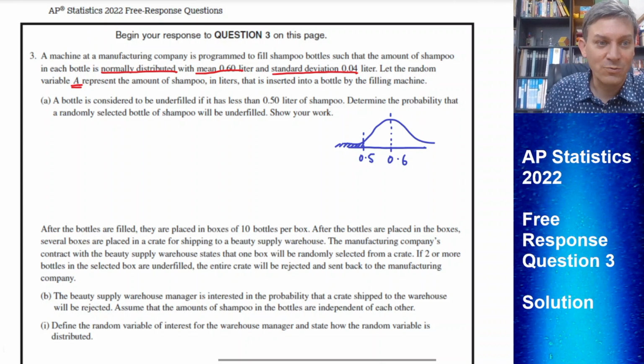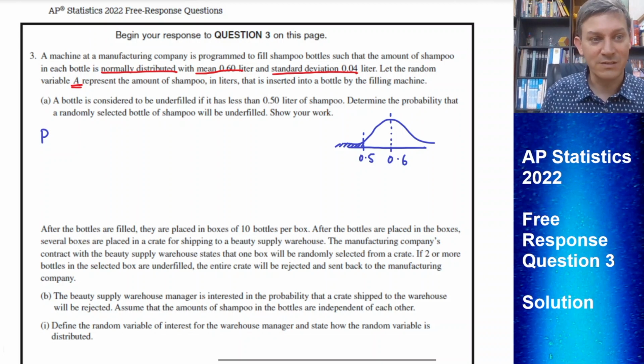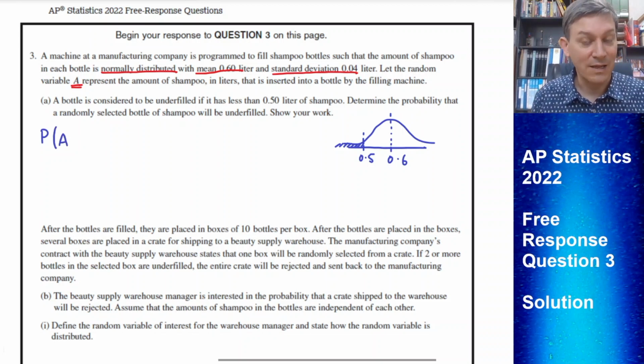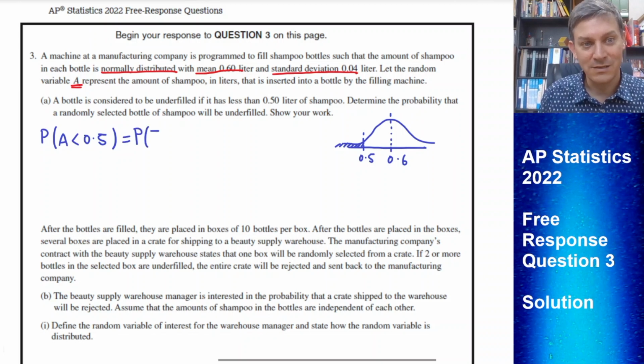Okay, so how do we work that out? Well, the exam paper gives you tables for a standard normal distribution. That's one with a mean of 0 and a standard deviation of 1. So we can solve this just by converting our random variable A into a standard normal and then using the tables at the back of the exam paper. Okay, so what we want is the probability that A, the volume of shampoo, is less than 0.5. So we're going to convert that to a standard normal distribution Z.